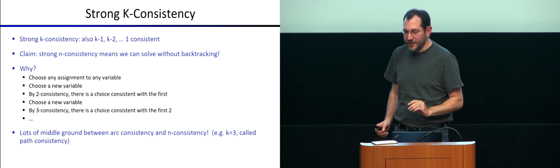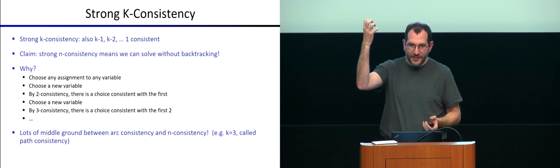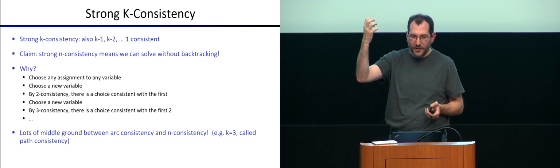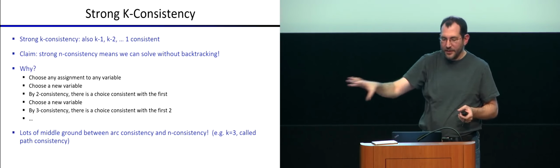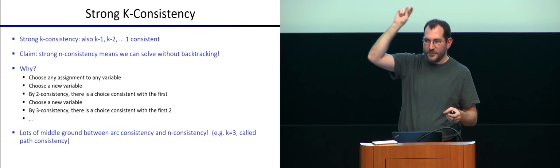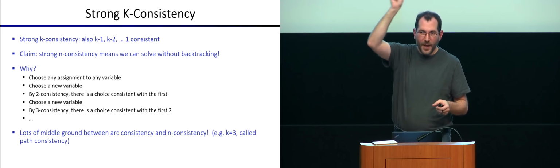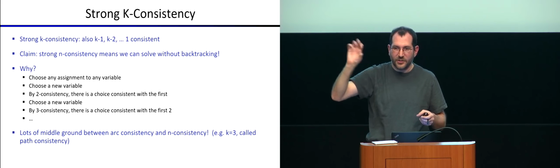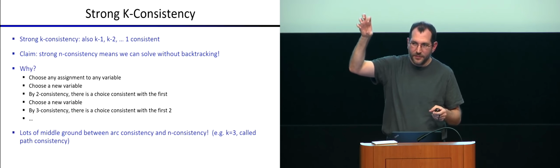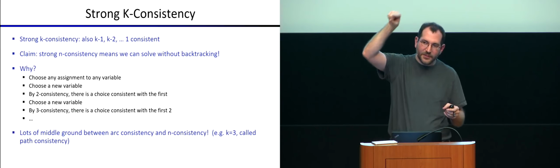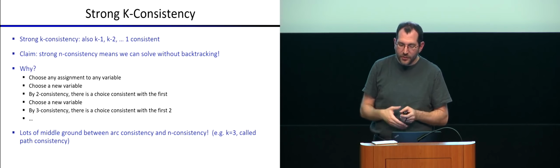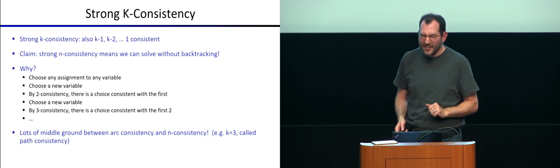Why is that true? Well, it's strong N consistency, which means if I pick up a node, we're one consistent. That means there's a value sitting in its domain that I can assign that node that will not violate constraints, which just means the unary constraint. Good. Lock it in. Okay, we're not going to backtrack. Pick up a second node. Well, there's an arc from the first node to the second node, and because that arc is two consistent, arc consistent, no matter what I picked at node number one, there's a legal extension to node number two. So pick one. Lock it in. Pick up the third node. Because it's three consistent, any assignment to the first two that has not violated a constraint can be extended to the third. So by induction, you can show that you can solve the entire thing without backtracking.